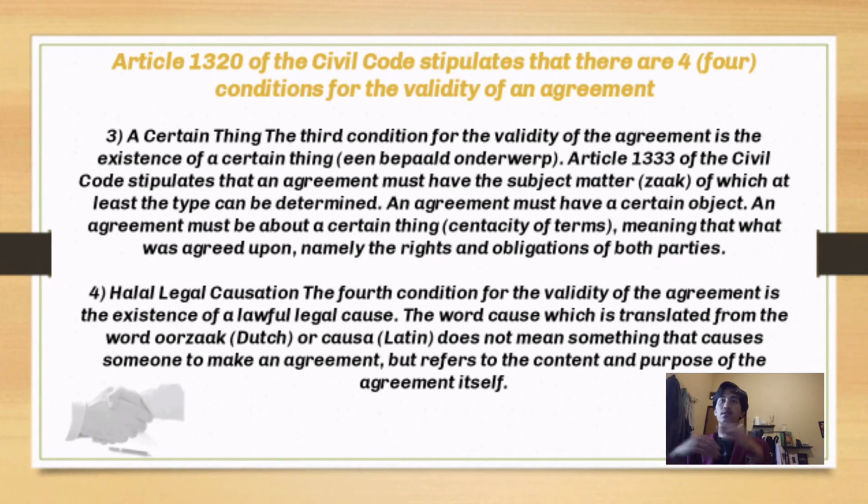Okay, next, number 3, a certain thing. The third condition for the validity of the agreement is the existence of a certain thing. Article 1333 of the Civil Code stipulates that an agreement must have a subject, of which at least the type can be determined. An agreement must have a certain object. An agreement must be about a certain thing, the content of what was agreed upon, mainly the rights and obligations of both parties.